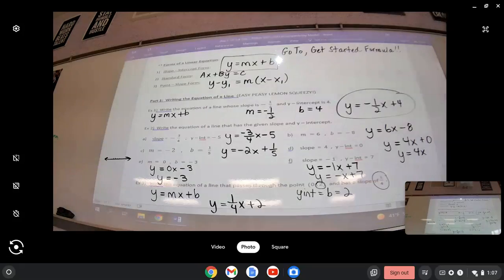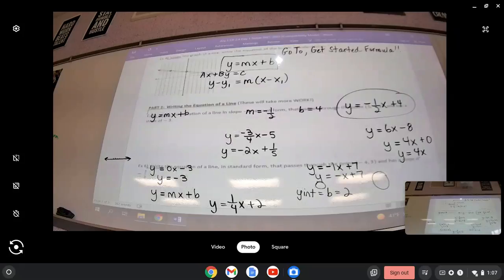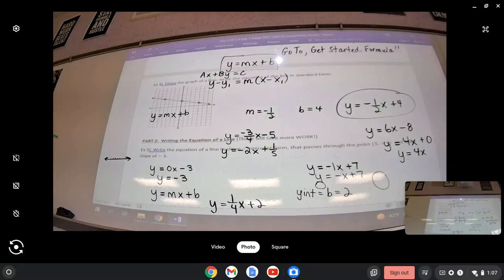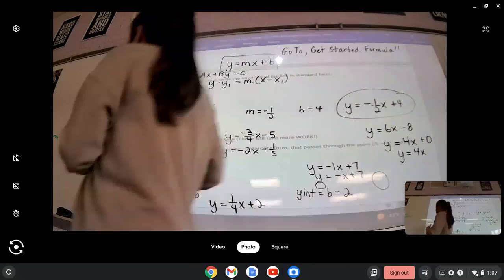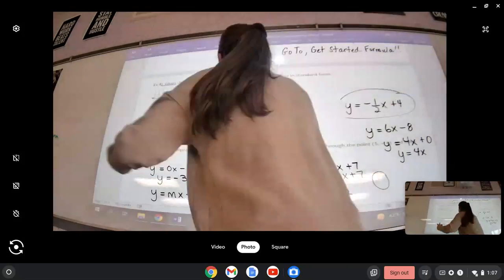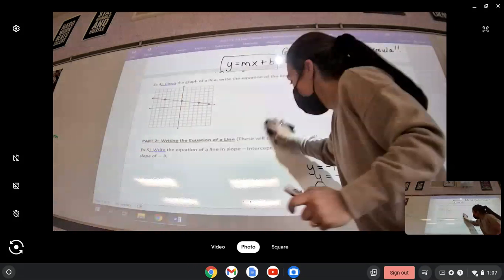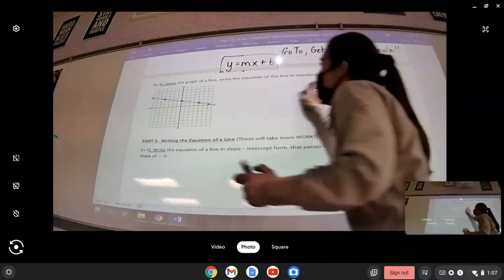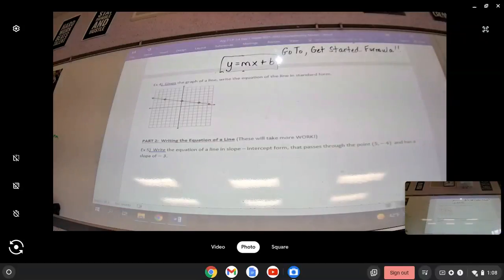All right, here we go. So now look at the back. This is another type of problem that is still, I would say, categorized as easy. All right. Now, they are going to ask you to write the equation of a line when you've been given its graph. All right, so look at example 4. Given the graph of a line, write the equation in, what form do they want you to write the equation in? Standard.